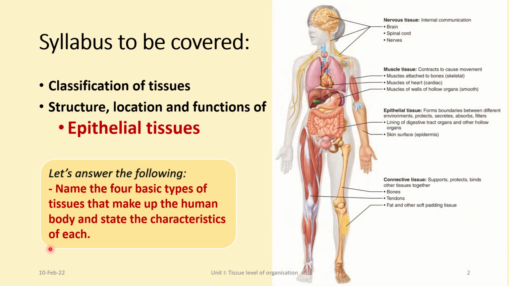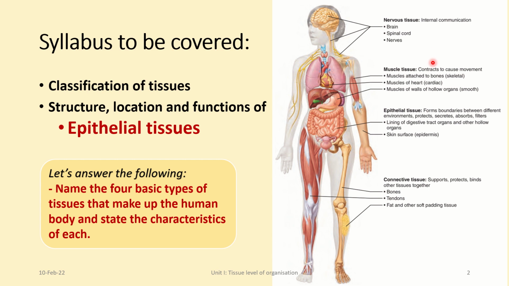If I looked at the human body, it is comprised of a collection of different types of tissues. The nervous tissue, which is responsible for internal communication, includes the brain, the spinal cord and the nerves. If I talk about the muscle tissue, it is responsible for contraction to cause movement so that we can move from one place to another.